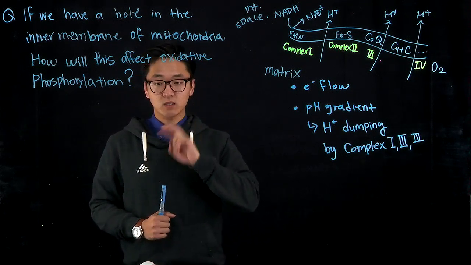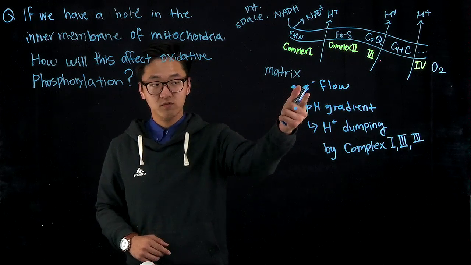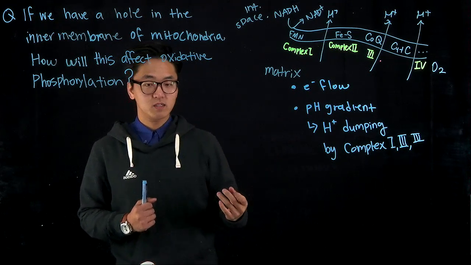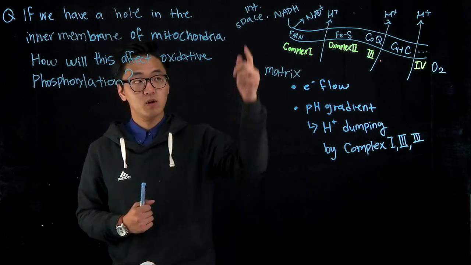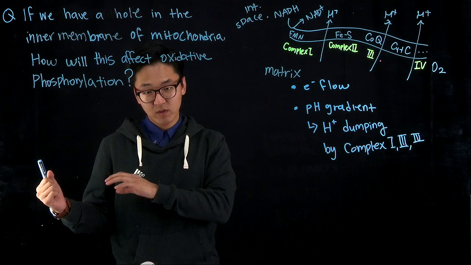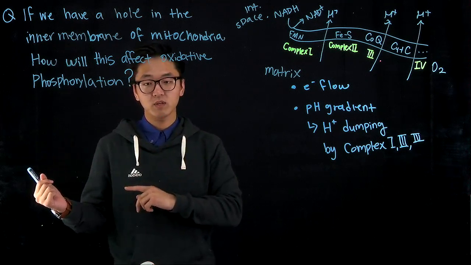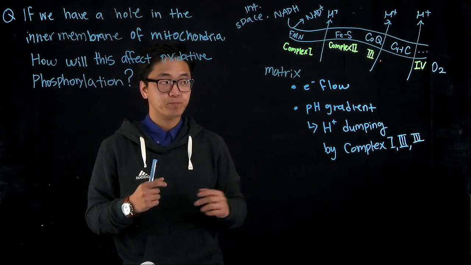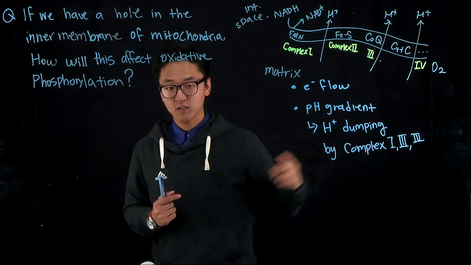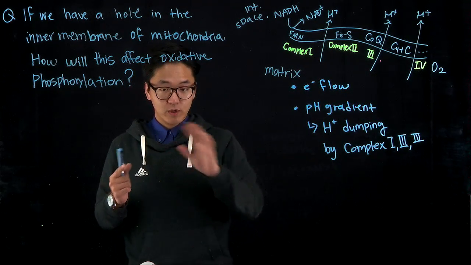We can think about two different things. The first one is electron flow, and the second one is pH gradient. Electron flow is very exergonic. After NADH drops off its electrons, the dropped off electrons are going to go from low reduction potential to high reduction potential. And as they do that, and eventually reduce the oxygen, that requires no energy.